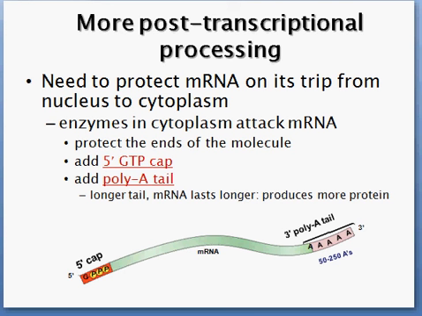These modifications, this addition of the cap and the tail, seem to serve several functions. It helps to facilitate the export of the messenger RNA to the cytoplasm. Its job is to protect the messenger RNA from hydrolytic enzymes that are located in the cytoplasm. And they also help the ribosomes attach to the 5' end. So this cap is important for the attachment of the ribosome.